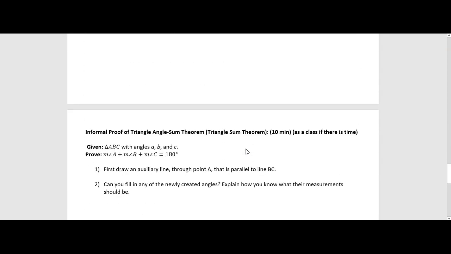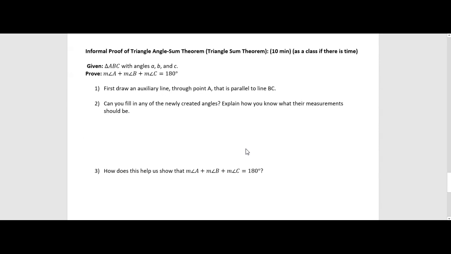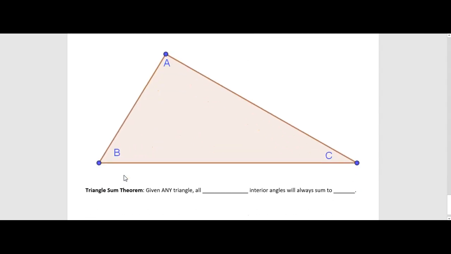What I want to do is go down here to the informal proof of the triangle angle sum theorem. So this is the theorem that I was talking about, and you can read it right here: if we have a triangle ABC with angles A, B, and C, then the measurements of all those angles will add to 180 degrees every single time, regardless of what type of triangle you have. So I'm going to scroll down to the diagram below, and I will read the different questions. We're going to walk through a proof of the triangle sum theorem.